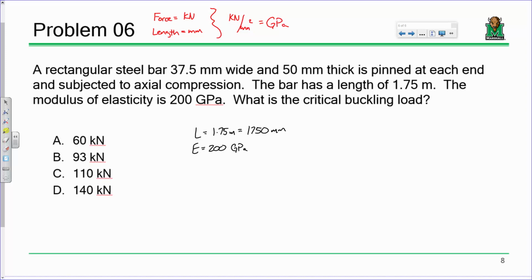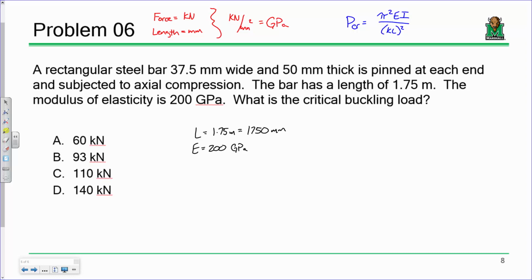Now, this problem is asking for the buckling load. Does anybody remember the formula for the buckling load? What you're saying, pi squared E divided by (KL over r) squared, is the buckling stress. The buckling force is going to be pi squared EI over (KL) squared. So one is the buckling force, the force that causes buckling. The other is the stress that causes buckling.